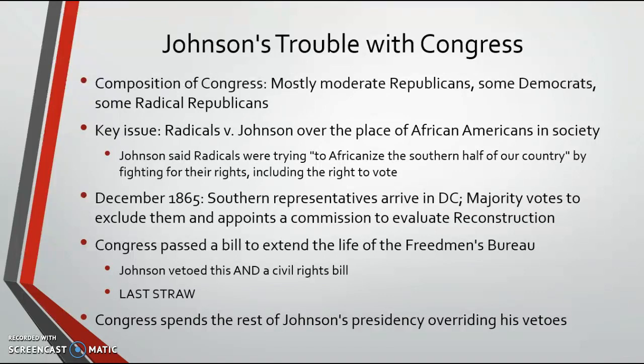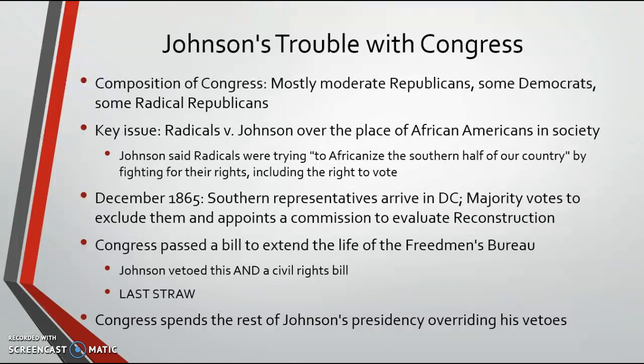Even still, Johnson vetoed this. He also vetoed a civil rights bill that would have overturned some of those harsher elements of the black codes that had been passed in the South. It would have officially declared African Americans citizens, would have given them the right to own property, to make contracts, and given them access to courts as both parties and witnesses. It didn't give them the right to vote, but Johnson vetoed it.